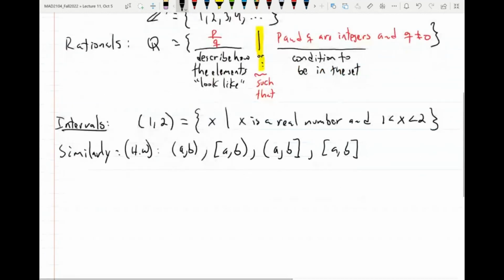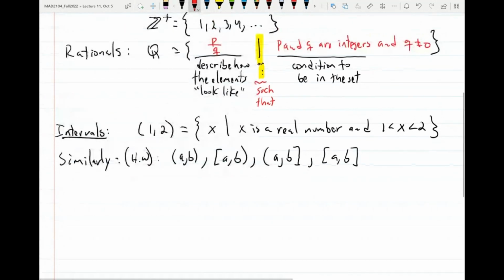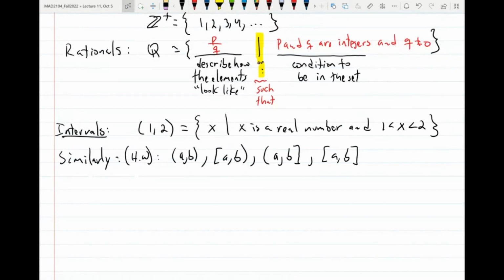All right, perfect. So let me give you an example. So for example, let A be the set (1, 2), the one that we have above.